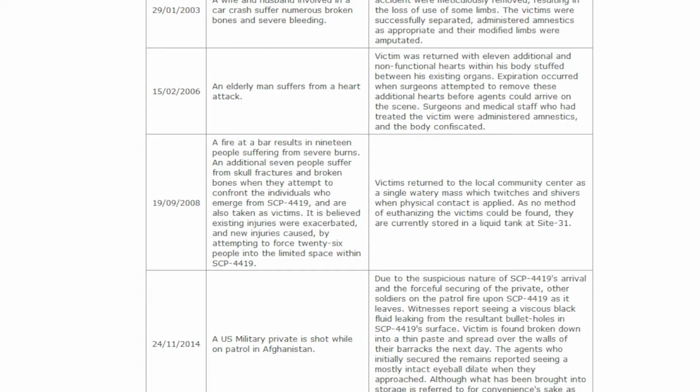Fire at the bar results in 19 people suffering from severe burns. Additional 7 people suffer from broken skull fractures and broken bones when they attempt to confront the individuals who emerge from SCP-4419 and are also taken as victims. It is believed that the existing injuries are exacerbated by new injuries caused attempting to force 26 people into limited space.